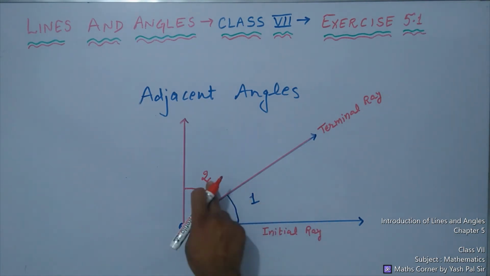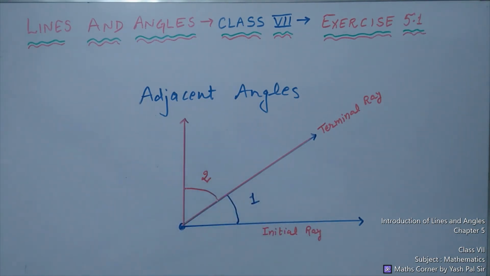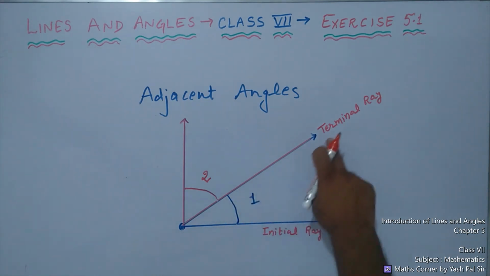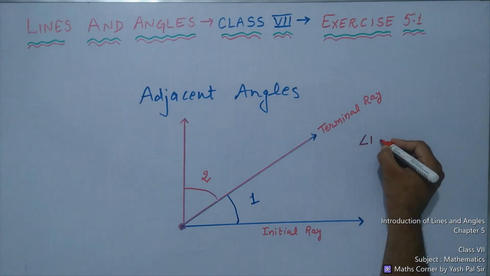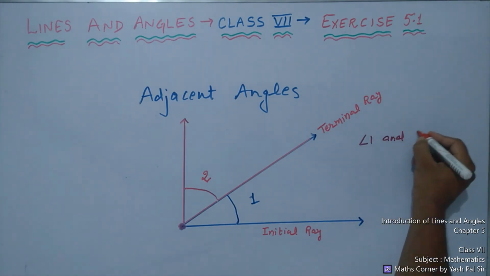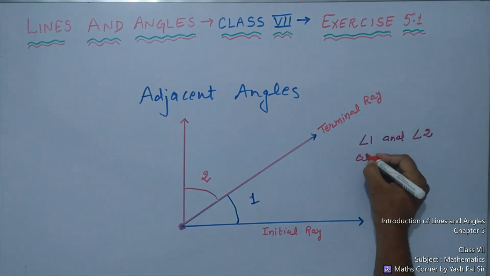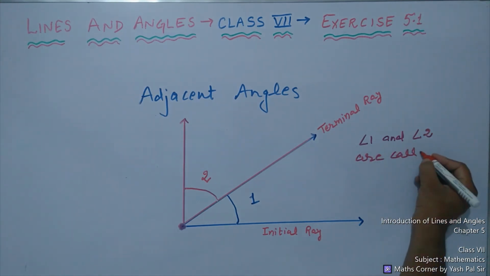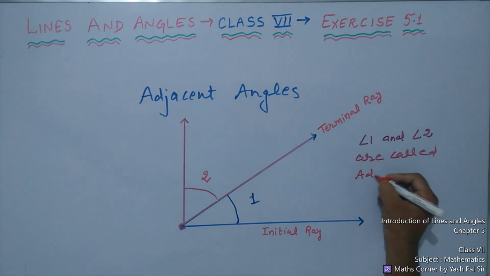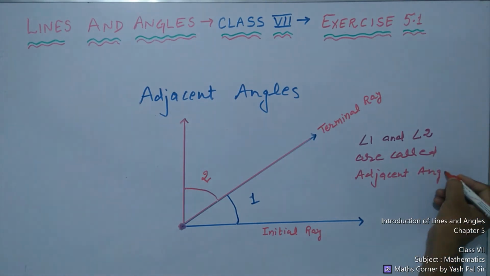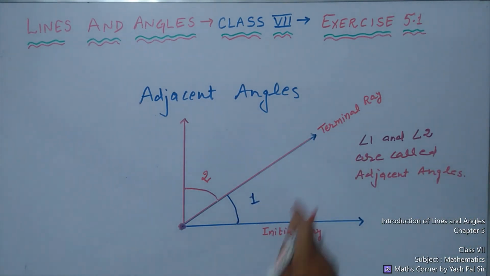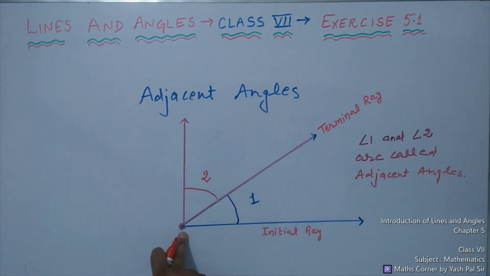Right? Now these two angles are attached, and the attaching ray is common, right? And the initial point is also common. So this way angle 1 and angle 2 are called adjacent angles, okay? They are attached with one ray and one initial point.